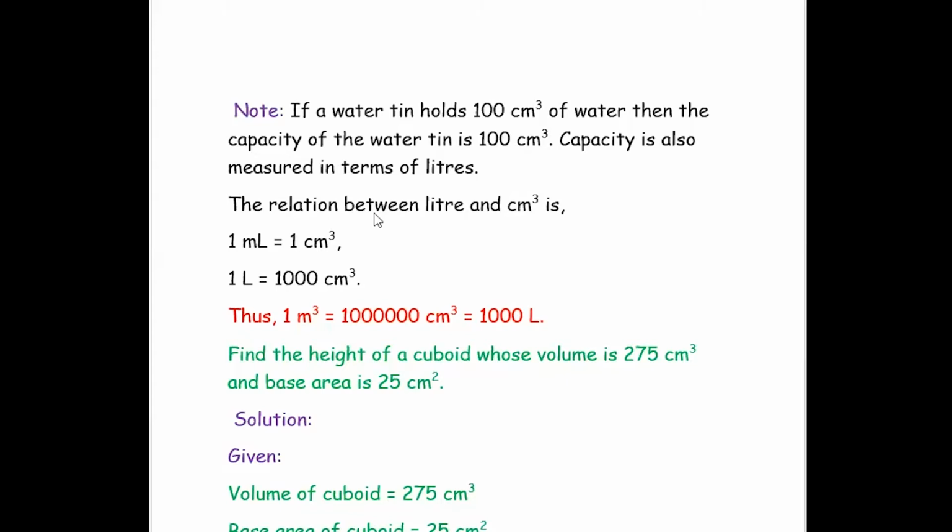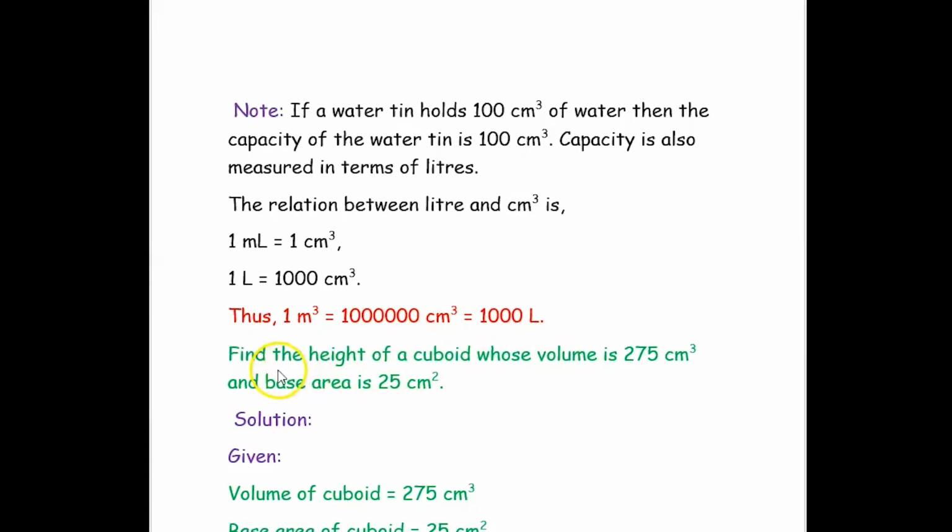Now we'll see the relation between liter and centimeter cube. 1 milliliter is equal to 1 centimeter cube. Milli means 10 to the power minus 3. So 1 liter is equal to 10 to the power 3, that is 1000 centimeter cube. 1 meter cube is equal to 10 to the power 6 centimeter cube, which is equal to 1000 liters. So 1 meter cube equals 1000 liters. This is the standard unit.